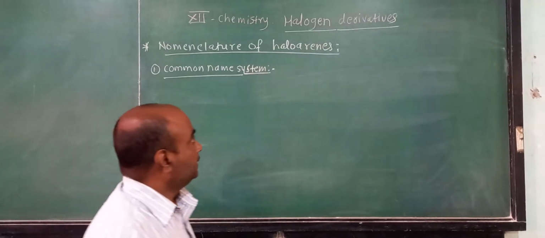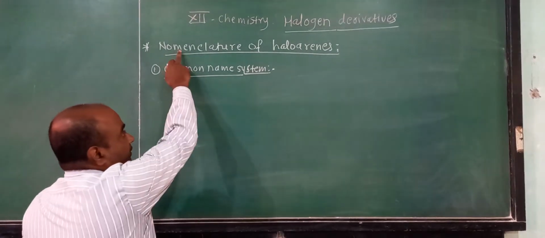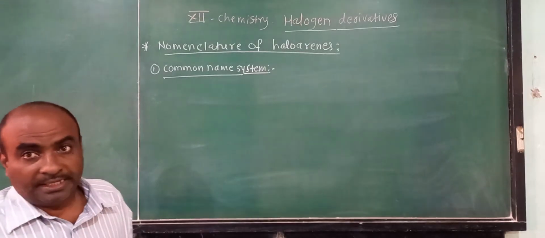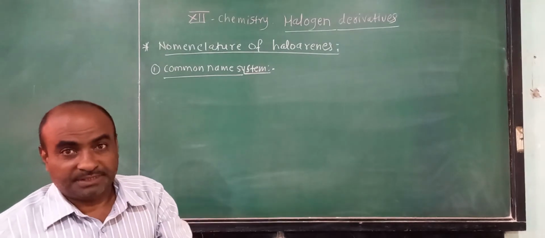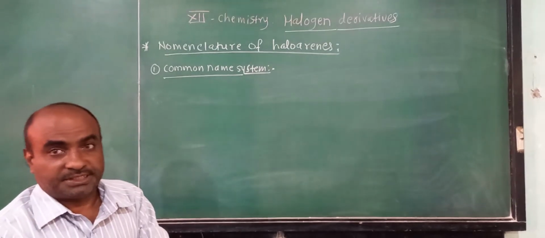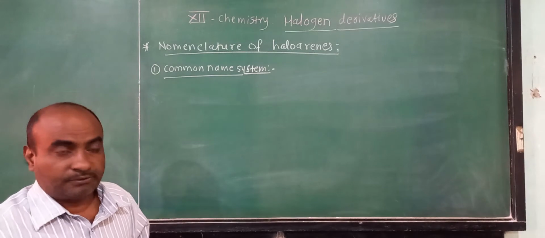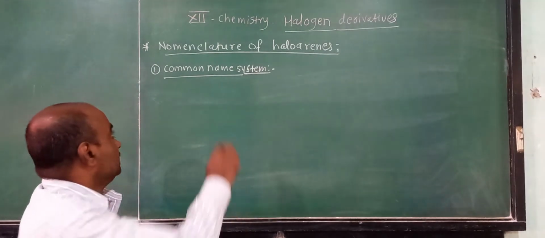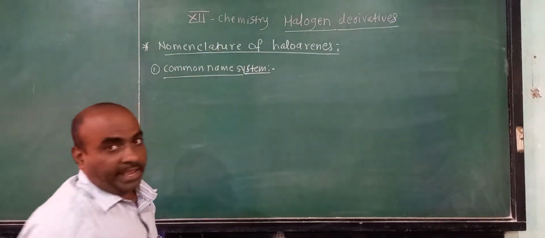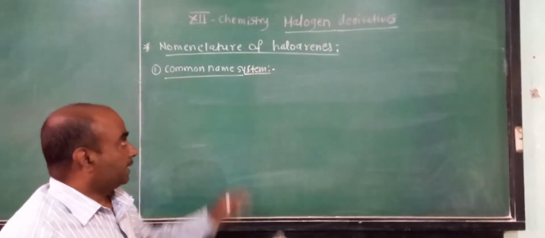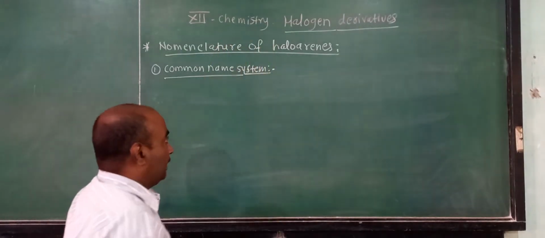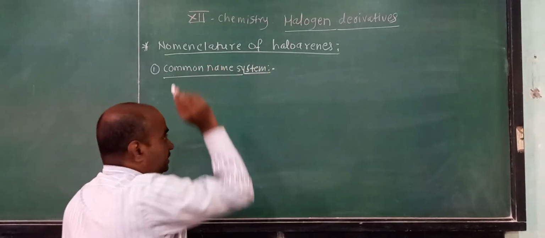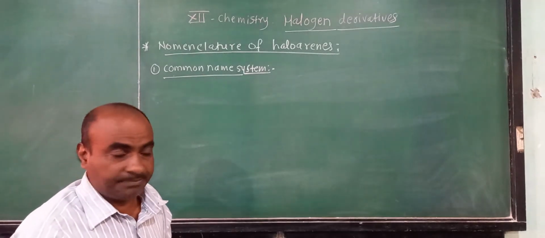Now, yesterday we discussed the nomenclature of the alkyl halides. We saw the common name system as well as the IUPAC name system of the alkyl halides. Today we want to discuss the nomenclature of the haloarenes. Again, in haloarenes, two systems are used for nomenclature: the common name system and the IUPAC name system.